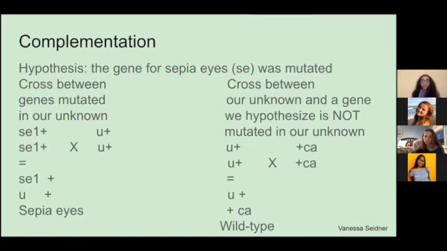So for the complementation test, we hypothesized that the gene for sepia eyes was mutated. When a cross between genes mutated within our unknown occurs, that would be sepia1 crossed with our unknown gene. That would result in sepia eyes. No complementation would occur because they are in the same complementation group.